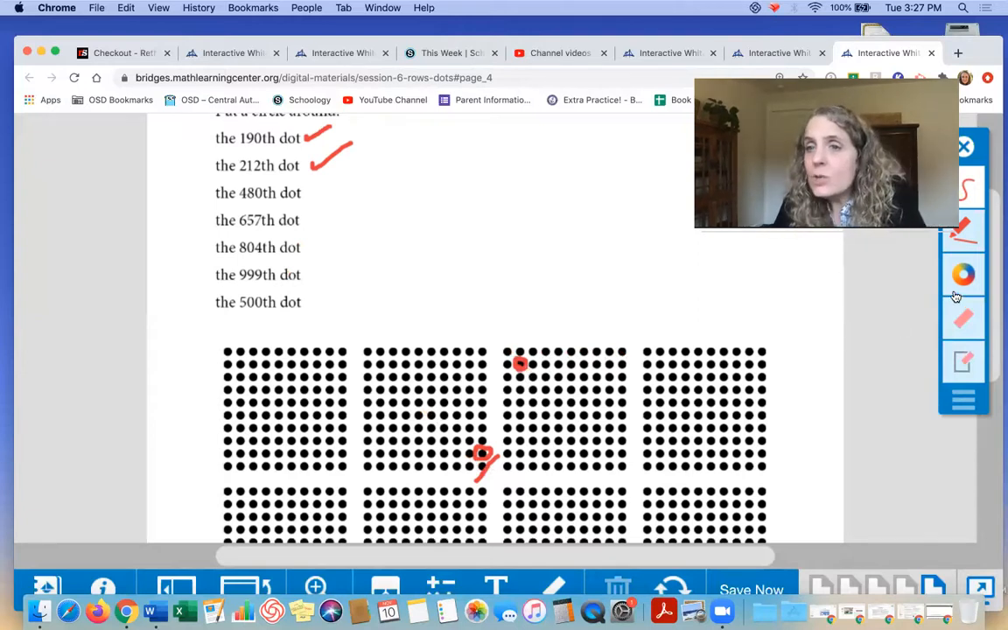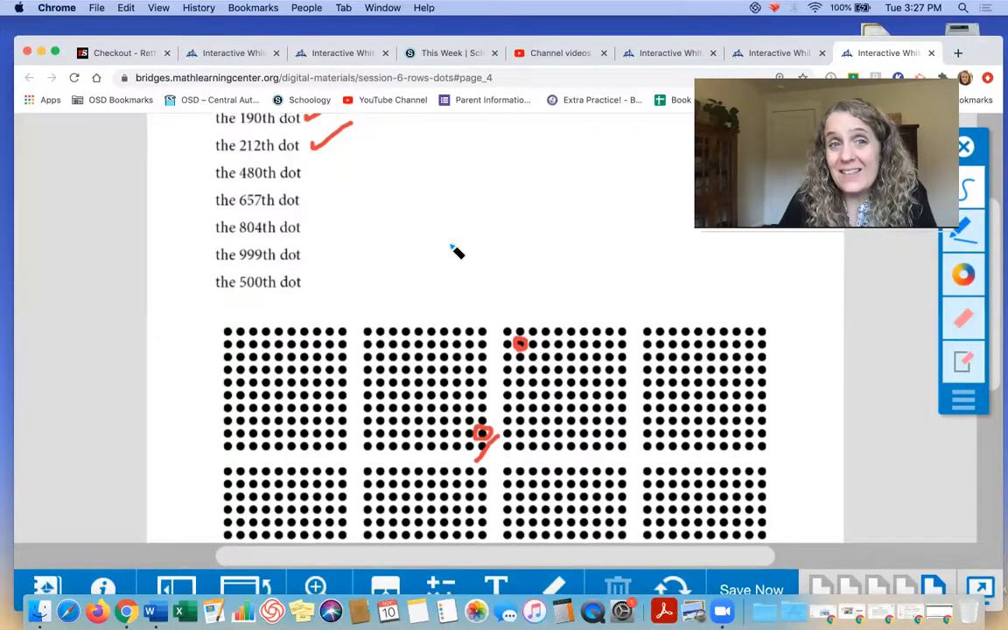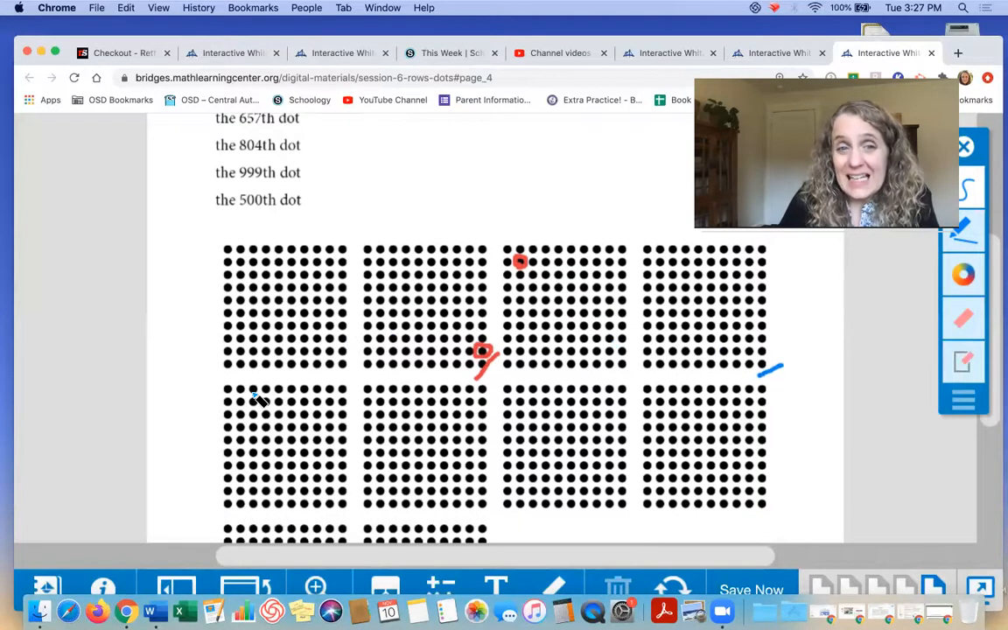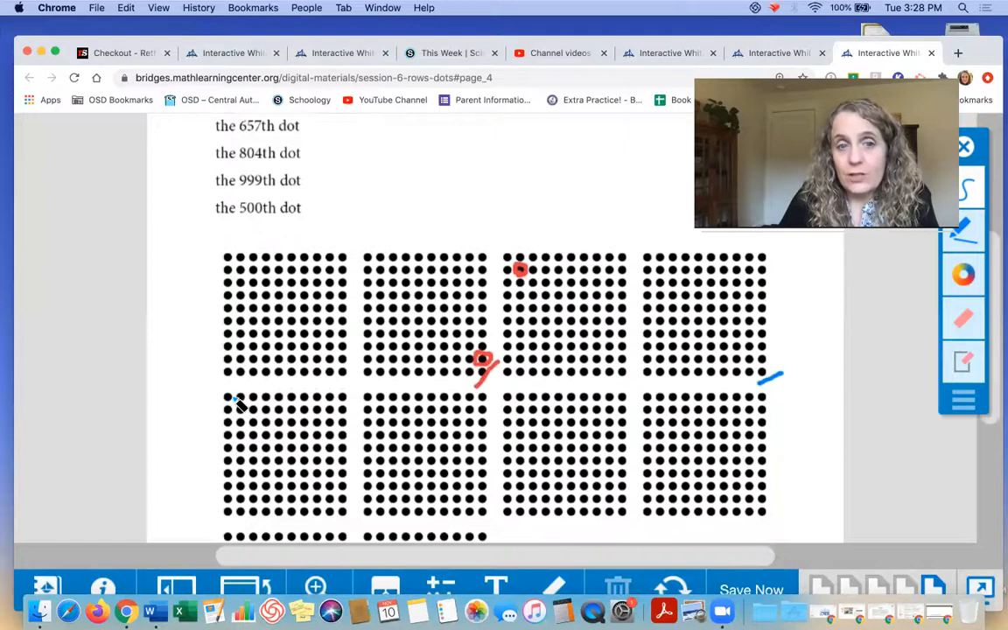Okay. Let's switch colors. Let's do blue for this next one. Okay. The 480th dot. So 100, 200, 300, 400. I have to get all the way to here to get to 400, right? 480th dot, it says. So 410, 20, 30, 40, 50, 60, 70, 80. 480th dot is this one right there.